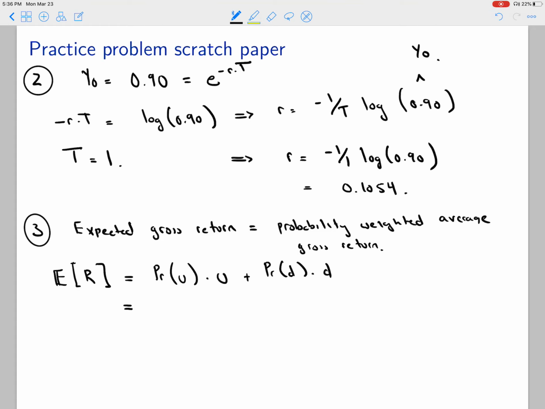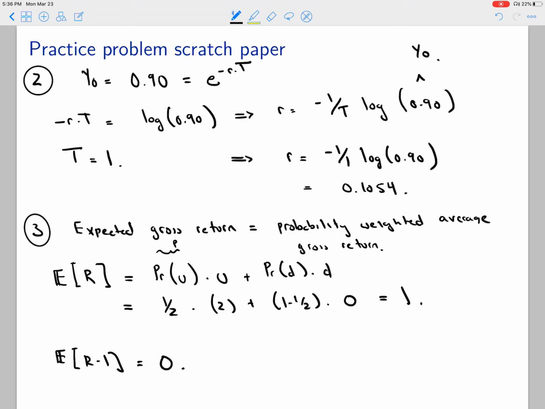The probability of the upstate is given to us. It's P in this slide back here. It's 1/2 times the gross return in the upstate, which is 2. The probability of the downstate is 1 minus 1/2, or 1/2, times 0. So the expected gross return is just 1, which means that the expected net return, R minus 1, is just equal to 0.